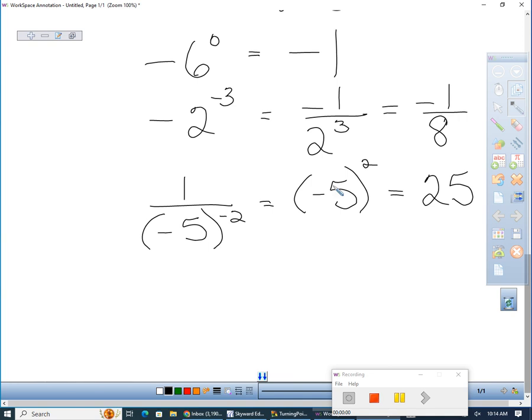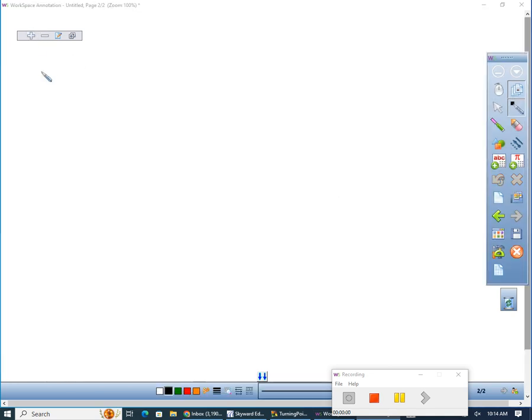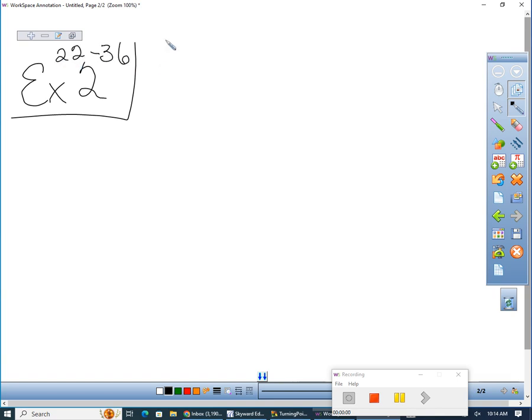Okay. Example number 2 then. The second section, example number 2. This is going to be problems 22 through 36. Yep, and we're going to simplify. Now we're going to be adding more than one rule at a time. I highly recommend the order that I wrote your rules down is the order you should do them in. So first thing you should do, if you have anything raised to the 0 power, you simplify that first. Okay? Then you do your negative exponent.